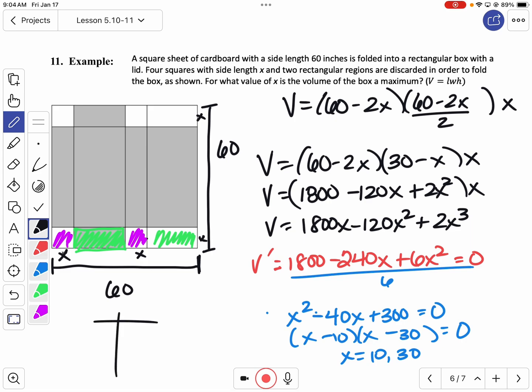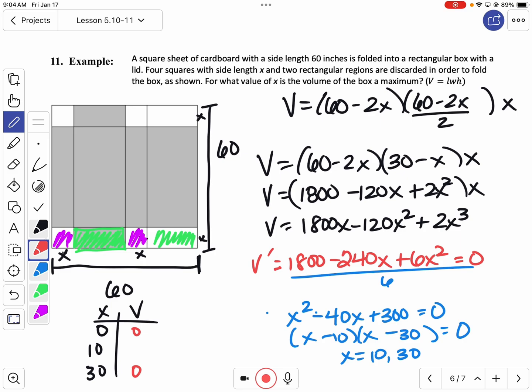All right, if we think about our candidates test, we've got x and we've got our volume. Okay, smallest x we could pull out, 0. Largest x we could pull out, 30. And then we're going to check 10. We know the first one and the last one are going to give me a 0, which is nice.